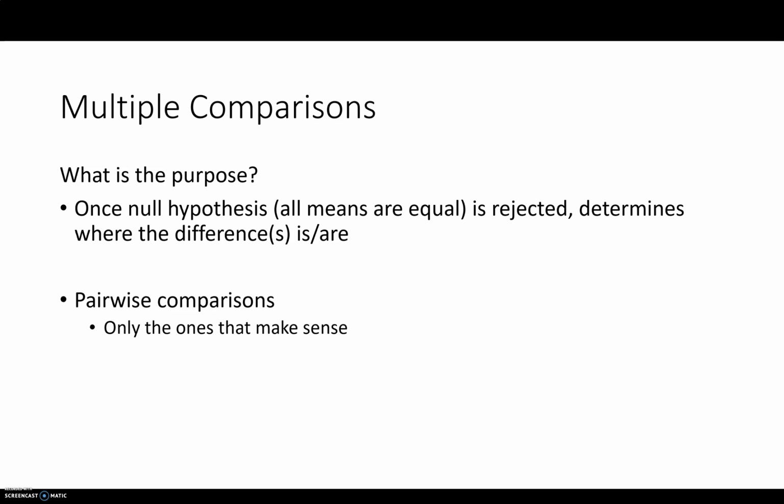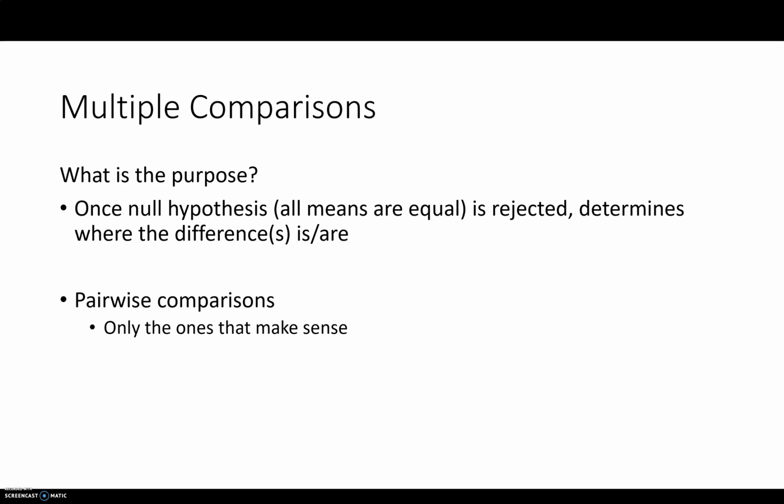So multiple comparisons. What is the point? Once you've determined that your null hypothesis is false, that it's not true that all the means are equal, you need to determine where the differences actually are, or maybe there's just one that's different from one other one. So you're going to do some pairwise comparisons.